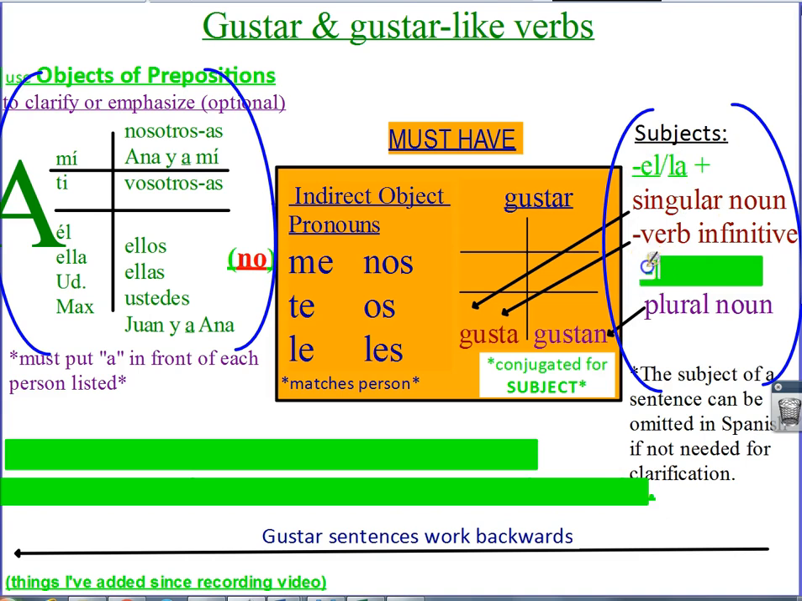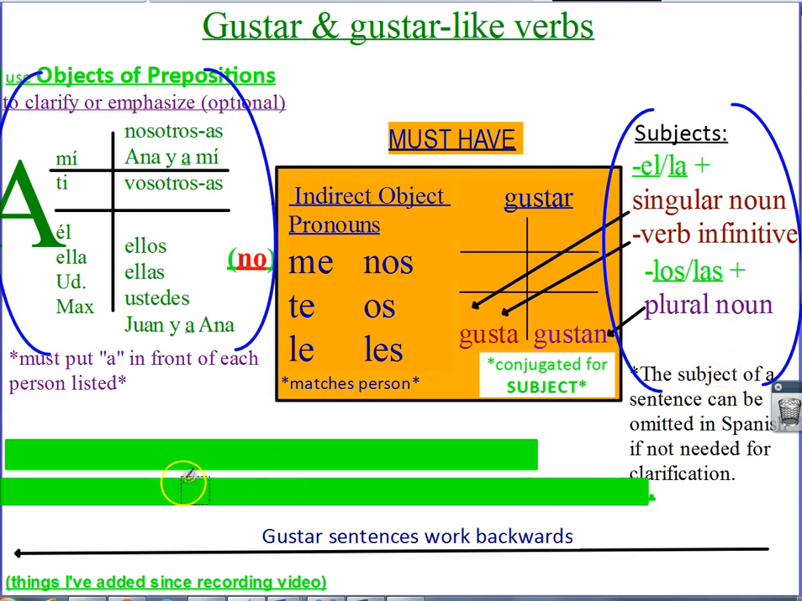So what do you have to have in front of your plural noun? Los or las plus your plural noun. So please, as nicely and neatly as you can, squeeze in this information. You have to have el or la in front of your singular noun, and you have to have los or las in front of your plural noun.